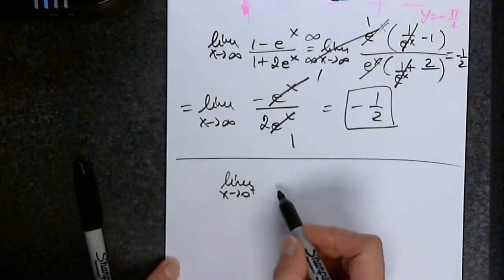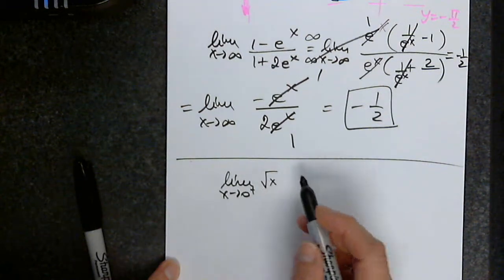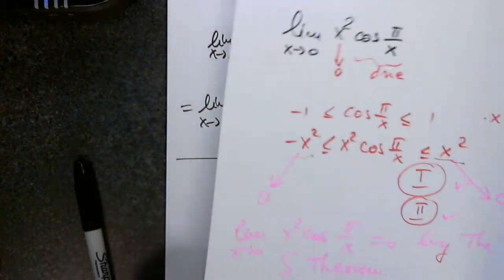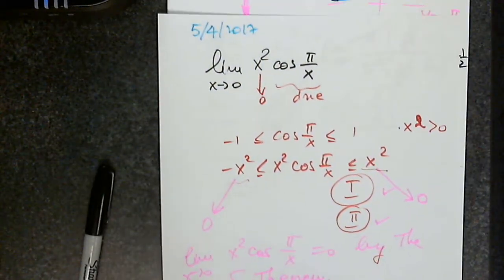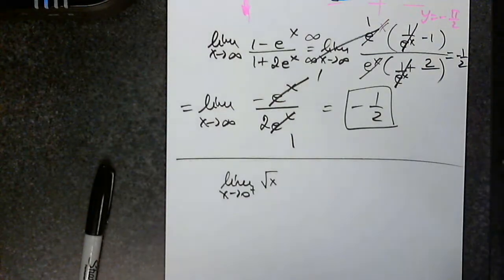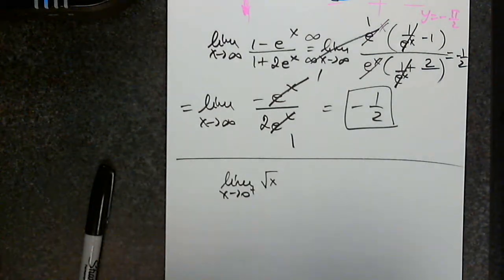The square root of x. Yeah, we just did that. Oh, you did? Yeah, with a different function. But that one is just 0. This one says 0 from the right. So okay, let's do that then. I'm just confused. Okay, 0 from the right.